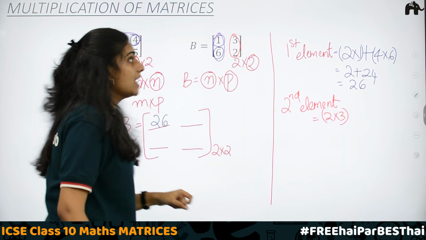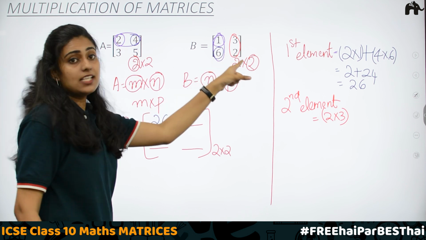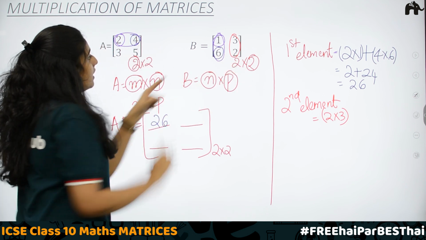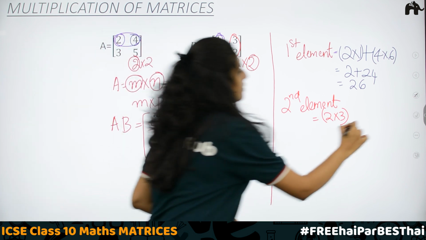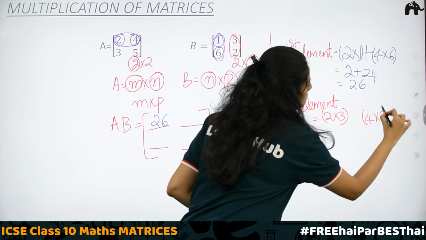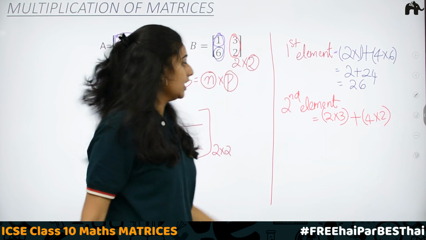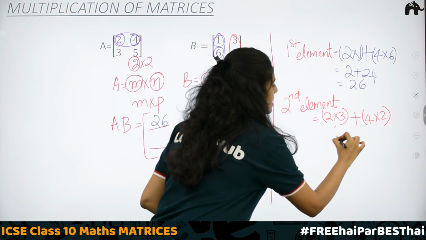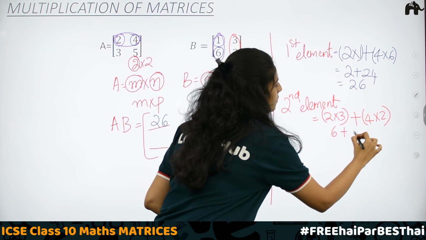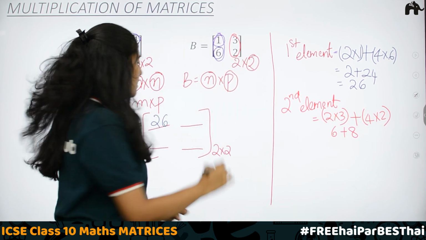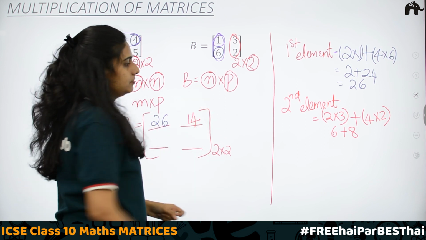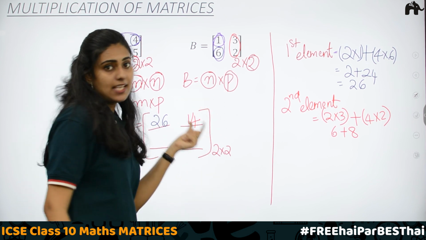Then consider the second elements of this first row and the second column, 4 and 2. 4 into 2. Add them. 2 into 3 is 6, plus 4 into 2, 8. 6 plus 8 is 14. So 14 is the second element.